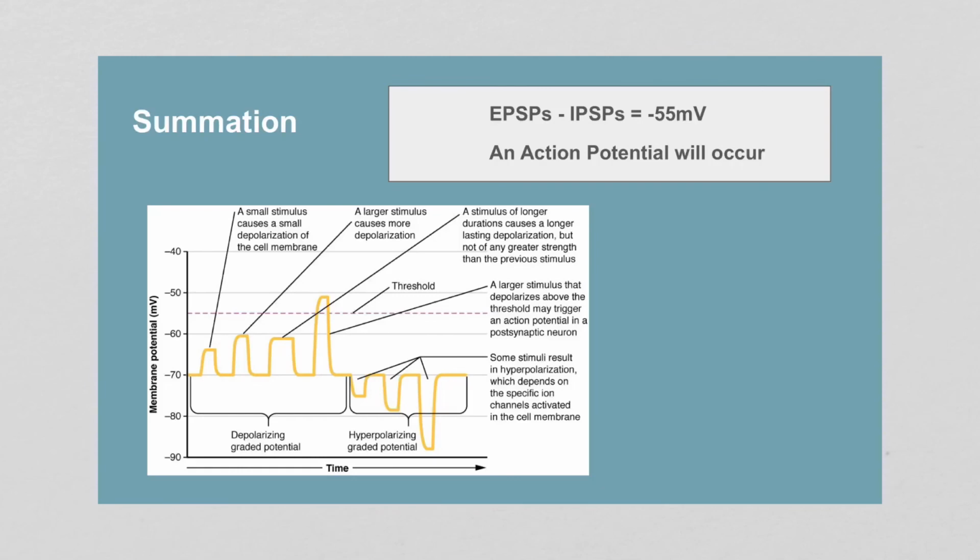So with both excitatory and inhibitory graded potentials coming in, you may be wondering, how do you get to the point of threshold? Well, if you get far more excitatory or EPSPs coming in than IPSPs, and it reaches that negative 55 millivolts, you've reached threshold and an action potential will occur. The next video is going to go over what happens during an action potential, so stay tuned.